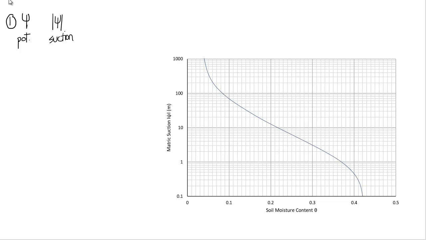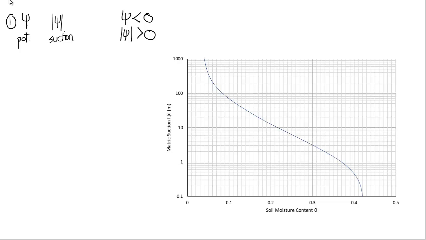The suction is merely the negative value of psi. Psi is always less than 0. It's always a negative number. The absolute value of psi, therefore, is always greater than 0, since absolute values are always greater than 0. So the suction is simply the positive value of the potential.